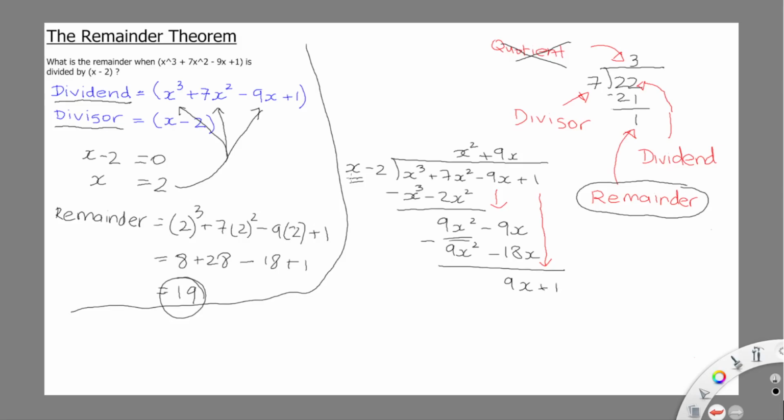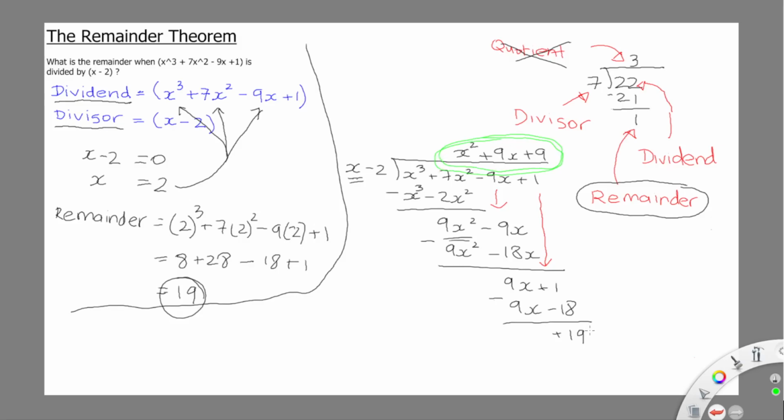Then we're going to divide again. X goes into 9x 9 times. And then we multiply the 9 by the divisor, and we get 9x subtract 18. Then we're going to subtract positive 1 subtract negative 18, which is positive 19. There's nothing left to bring down, and so that is the answer. Here's the quotient up here, the x squared plus 9x plus 9, but we weren't interested in the quotient.